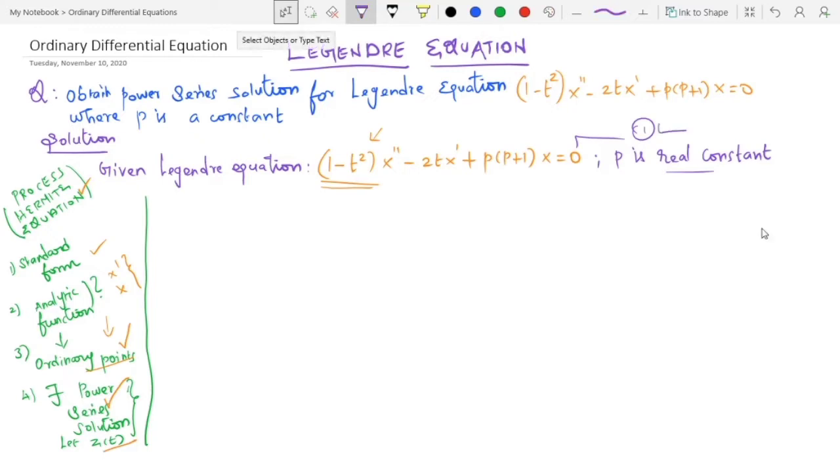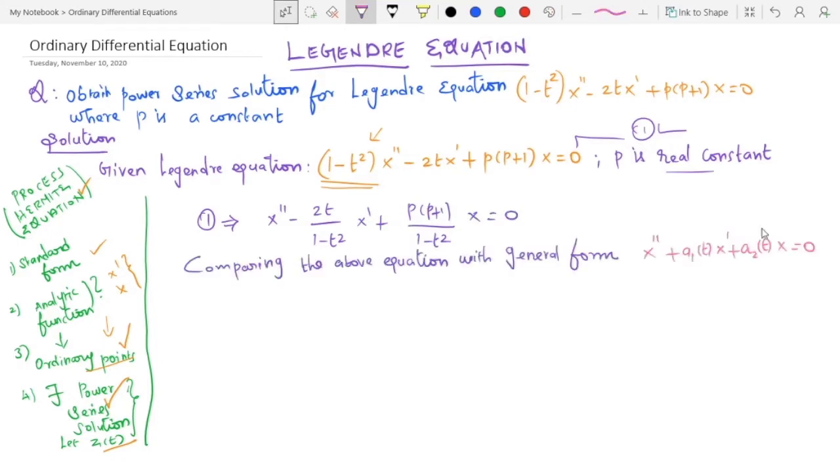Converting equation 1 to standard form to check analyticity, we divide equation 1 throughout by 1 minus t squared. Therefore, we can write equation 1 as x double dash minus 2t by (1 minus t squared) x dash plus p(p plus 1) by (1 minus t squared) into x equal to 0. Comparing with the general form, a1 and a2 are minus 2t by (1 minus t squared) and p(p plus 1) by (1 minus t squared).